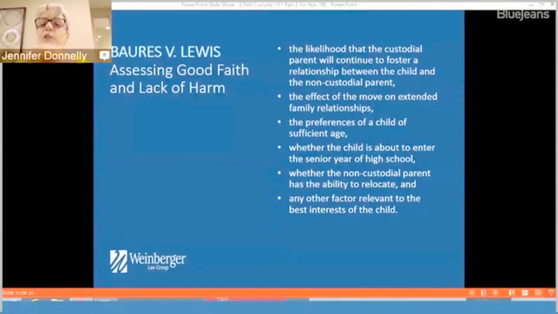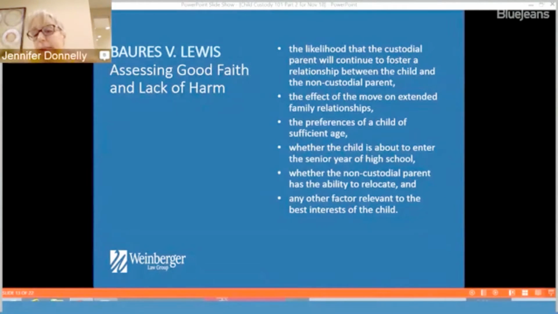The preferences of the child if of sufficient age. What is sufficient age? Well, it really depends on the kid. Usually around 12, a court will entertain what the child's preference is. But again, it depends on the maturity level of the child and the ability for the child to understand what's happening and what's going on. Whether the child is about to enter their senior year of high school. Again, some of these won't apply to your situation.